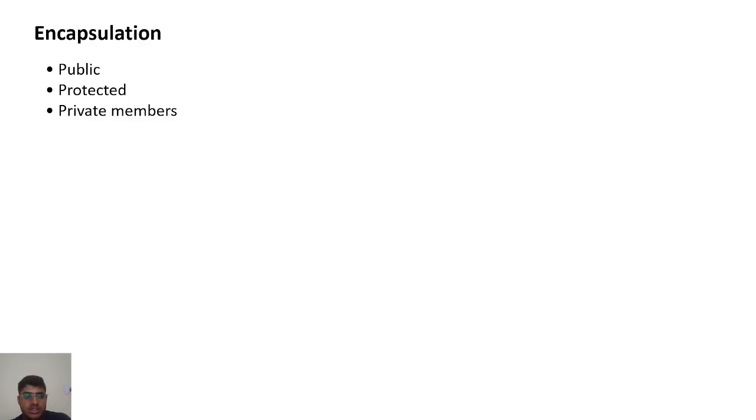Public versus protected versus private. There are some key points. Encapsulation combines data and methods into one class. It helps to protect data from unauthorized access. Python supports public, protected, and private members. Encapsulation improves security and makes code easier to maintain.